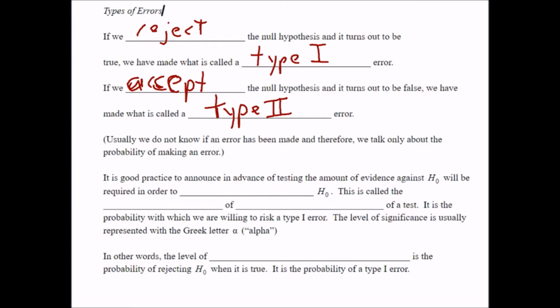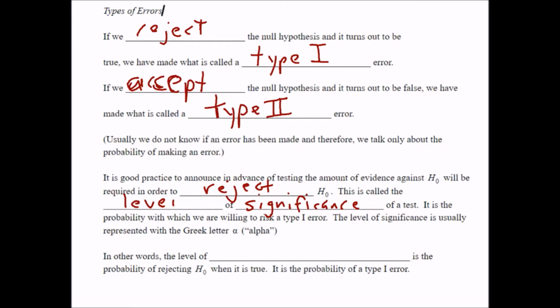So it is good practice to announce in advance of testing the amount of evidence against the null hypothesis that will be required in order to reject the null hypothesis. So basically we say, we will reject this if, and then we give what probability we're going to use. This probability is called the level of significance of a test. It is the probability with which we are willing to risk a type 1 error. And a type 1 error is where we reject the null hypothesis and it ends up being correct.